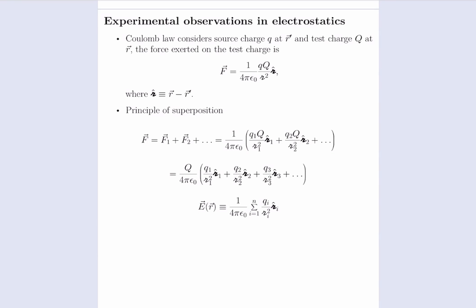In electrostatics, there are two experimental observations. The first is the Coulomb law. We just talked about the Coulomb law before, in lecture 1, right? And the second is the superposition principle.